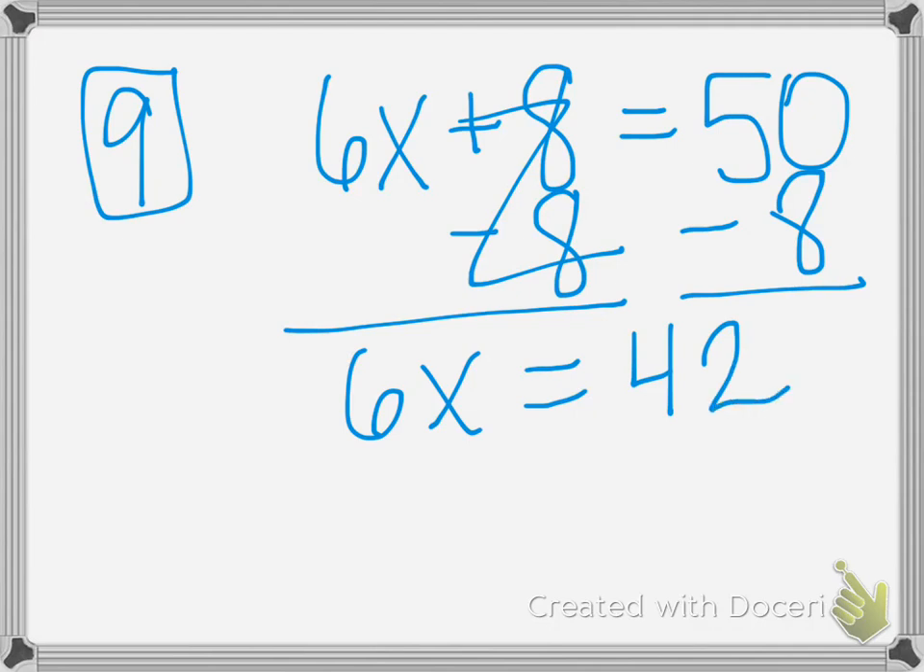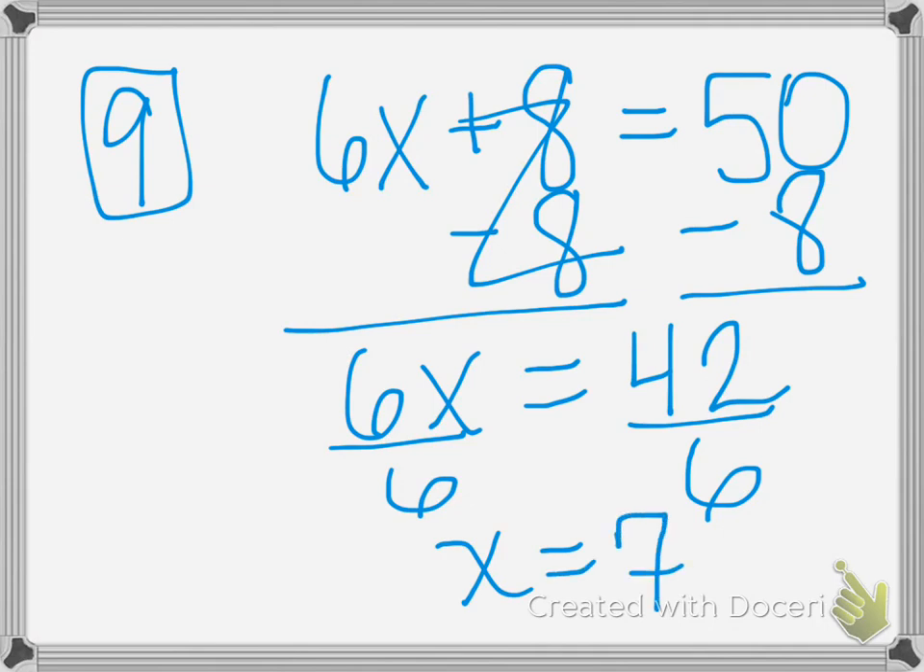Now it's just a one-step equation. Since 6 is being multiplied, I need to divide by 6. And I get x equals 7. Now again, you can check this. 6 times 7 is 42, plus 8 is 50. 50 equals 50, it does check.